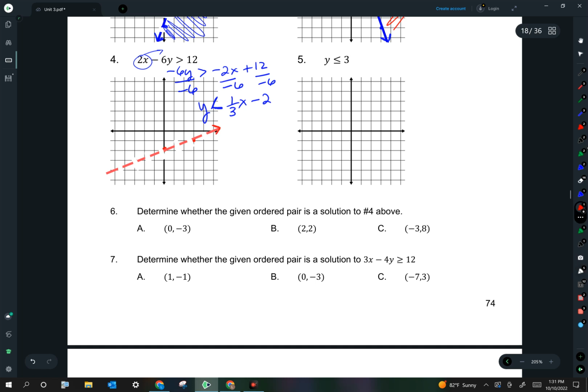And now I have to decide on shading. Well, it's a less than, and since it's a less than, here's what I'm looking at right here. Since it's a less than, I'm going to shade below. So I'm going to shade all of this down here.